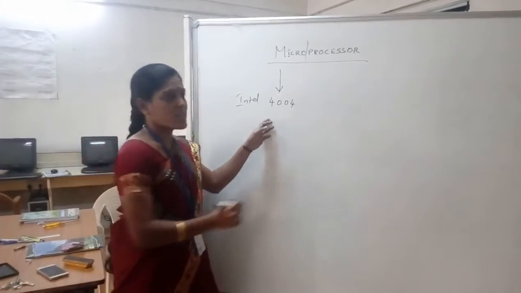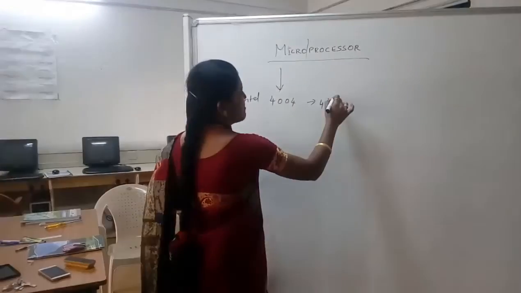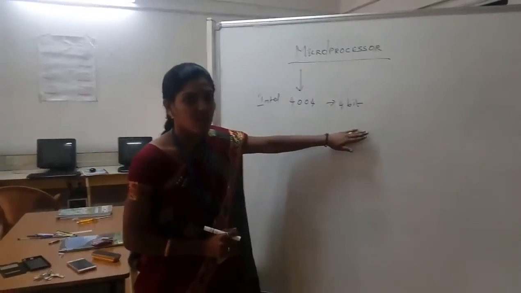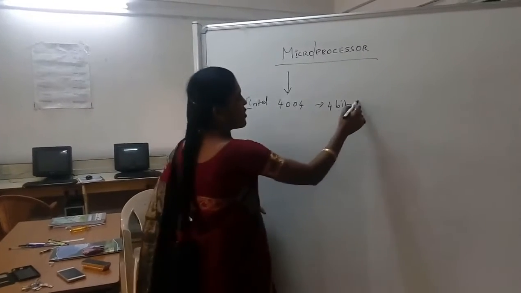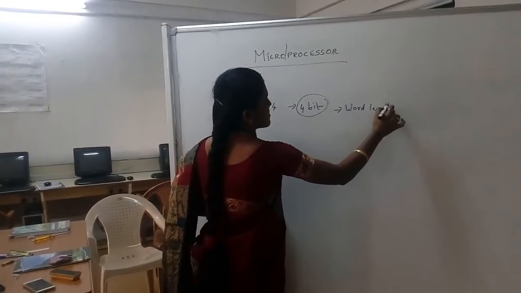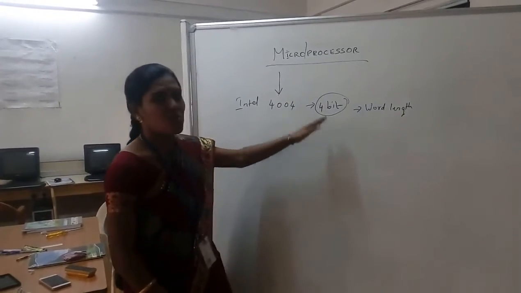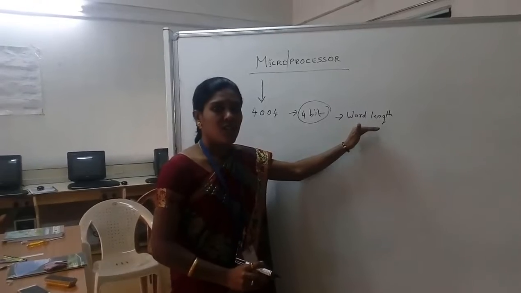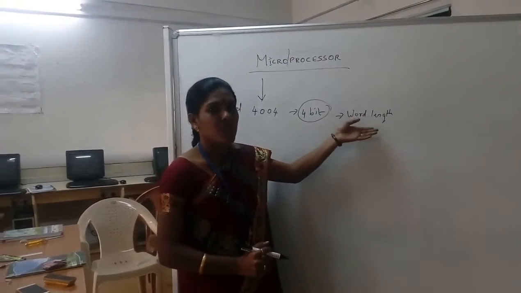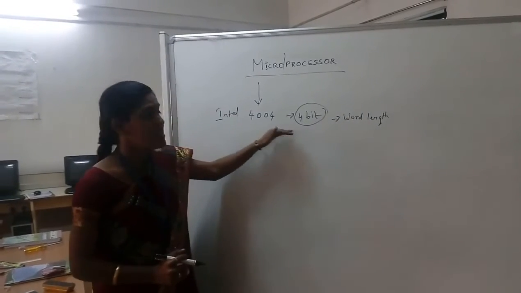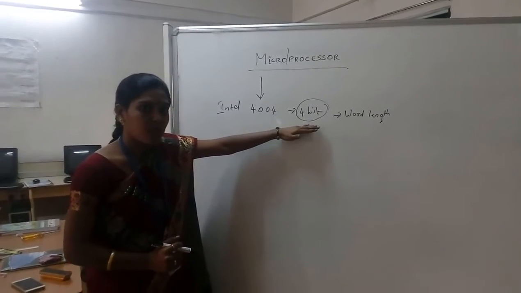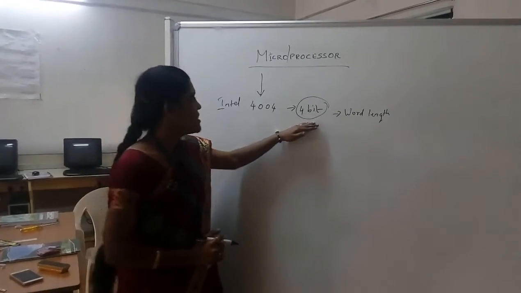It is a 4-bit processor. What do you mean by 4-bit? Bit we already know, it's a binary digit, ones and zeros; it operates on ones and zeros. So what is 4-bit? I call this 4-bit by the term word length. Before going further, you should know what word length means. Word length is the number of bits a processor can understand, the maximum number of bits a processor can process. Here your Intel 4004 can understand only 4-bit processing data.